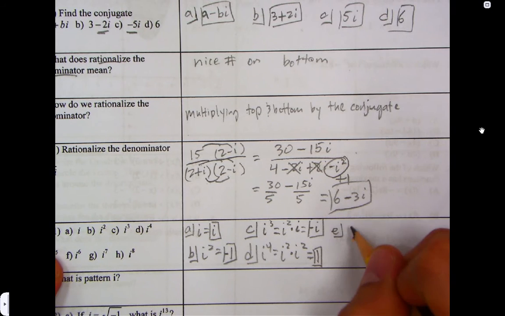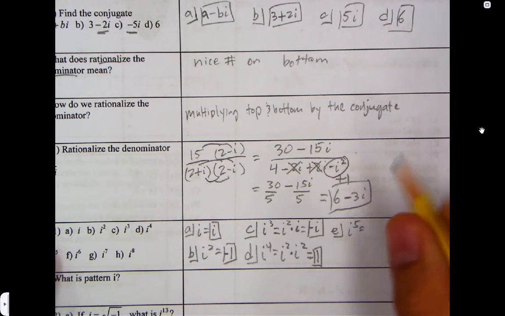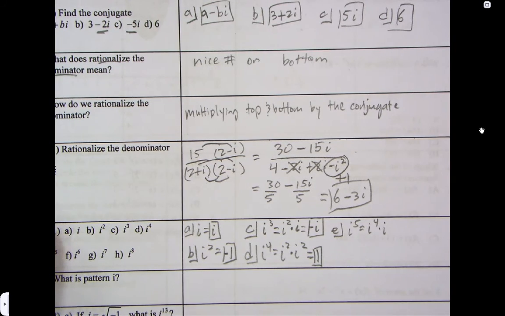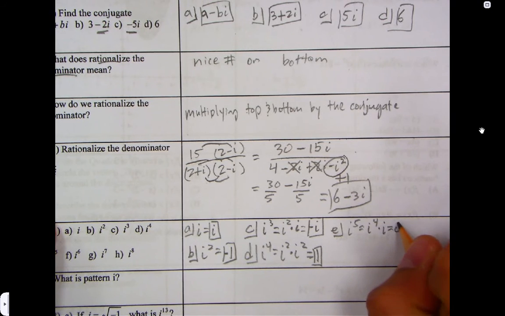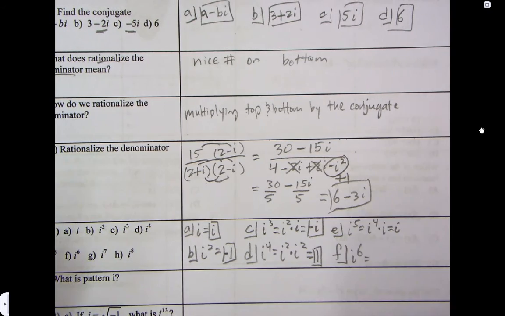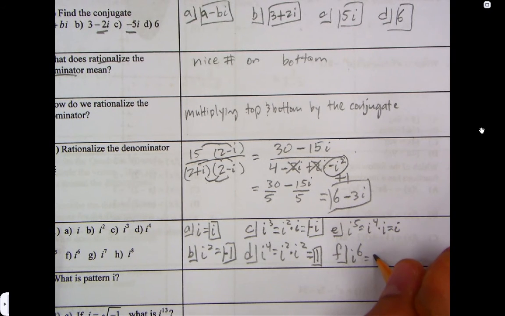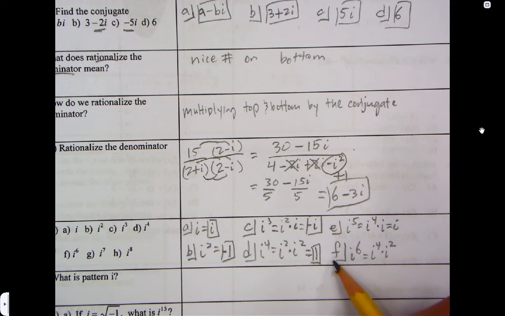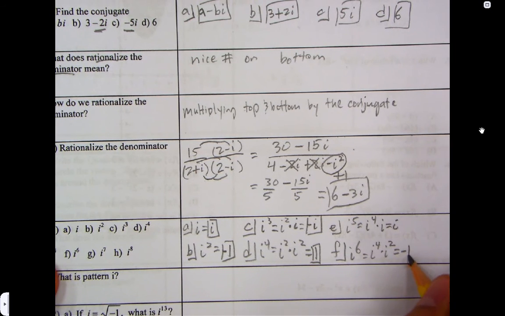E, i to the fifth. Well, i to the fifth is i to the fourth times i. And we just figured out what i to the fourth is. i to the fourth is positive 1. Positive 1 times i is i. F, i to the sixth. Well, i to the sixth is i to the fourth times i squared. i to the fourth is 1, and i squared is negative 1. So 1 times negative 1 is negative 1.